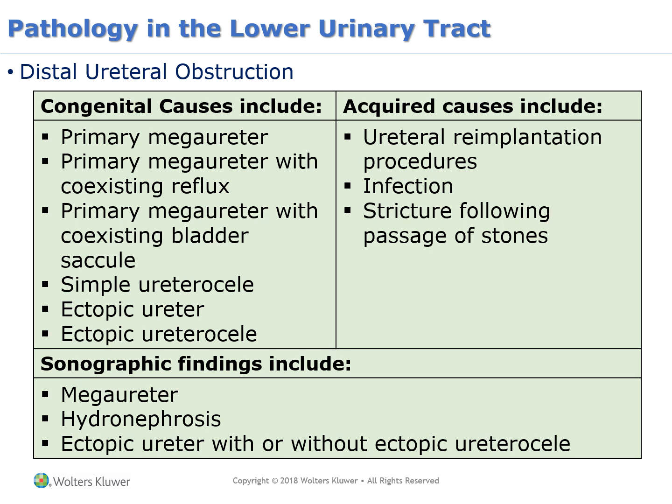So mega meaning very large ureter. So this could be a congenital cause where that ureter is enlarged, and it therefore allows that reflux to occur more readily. There can also be primary megaureter with coexisting reflux, primary megaureter with a coexisting bladder saccule, where that bladder would have some sort of outpouching, not so much a diverticulum, but a congenital outpouching. You could have a simple ureterocele. Remember, that was that protrusion of the ureter into the bladder.